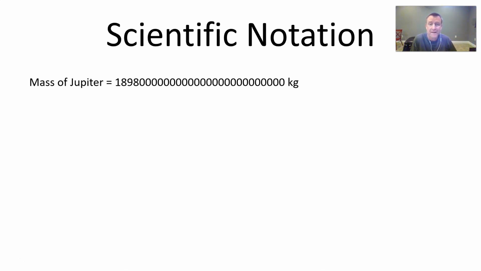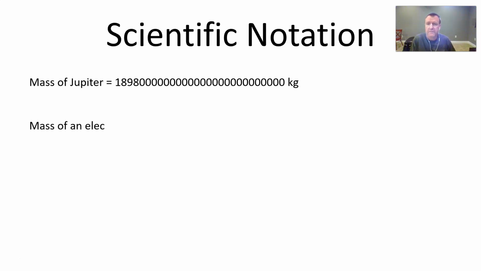Everybody, we're going to go through a quick review of scientific notation. I know you've done this before, most recently in chemistry, so you should be pretty familiar with this. Let's look at a number here, the mass of Jupiter. It's a really big number, a lot of digits there, really inconvenient to write it all out like that.